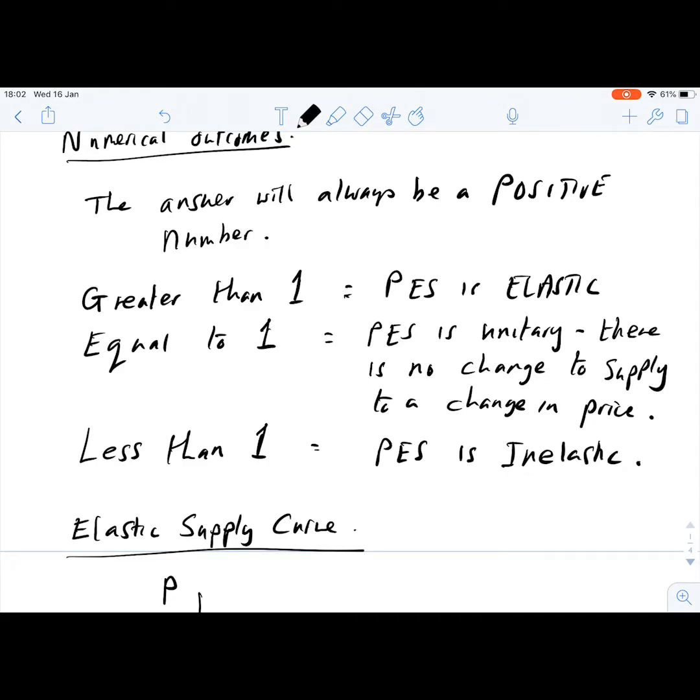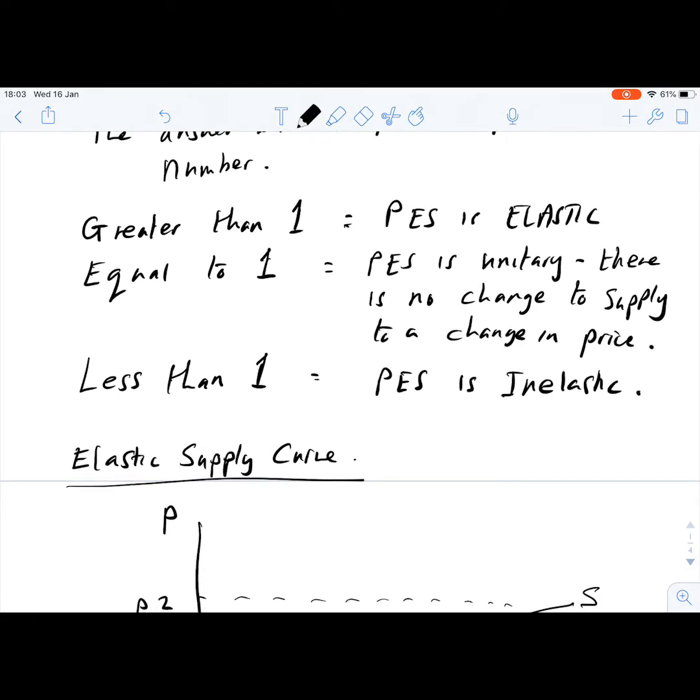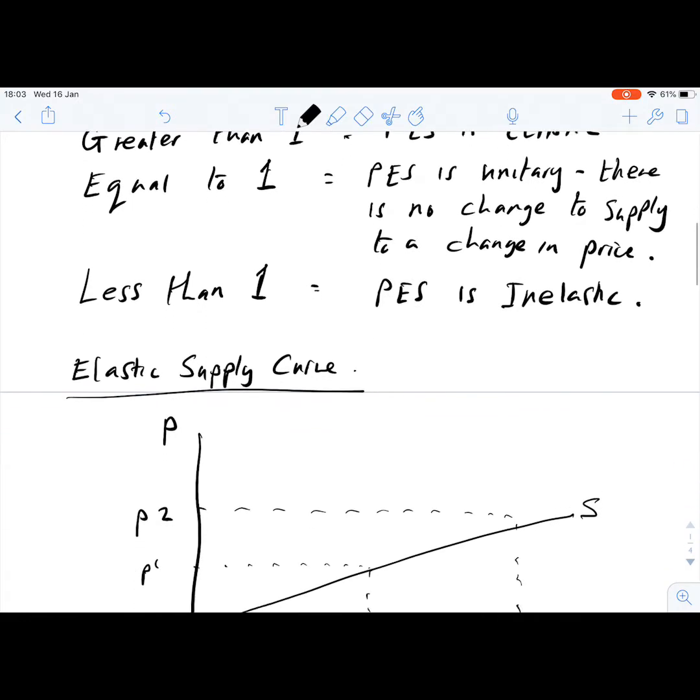If it's equal to 1, then it is unitary. There's simply no change to supply to a change in price. And if PES is less than 1, then the supply does not change much. The price elasticity of supply is inelastic.